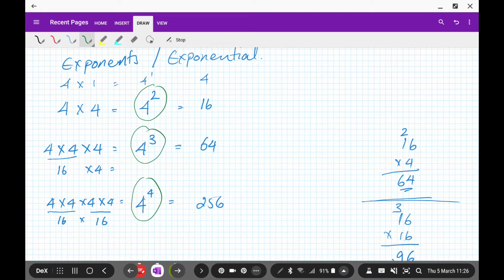Now, Yoni and Josie, this form of writing the multiplication is called exponents. Let me give you an example. In 4 to the power of 2, the number 4 is called the base, and the number 2 is called the exponent, okay? Exponents. Are you okay with that? So it's writing multiplication in this format.